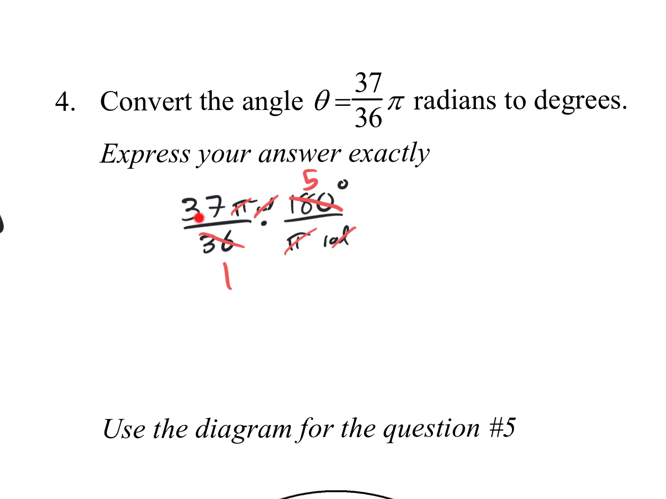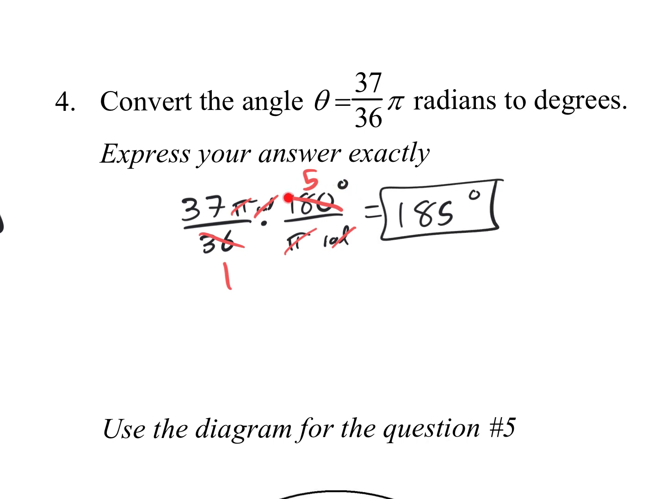What am I left with? I'm left with 37 times 5. What is 37 times 5? I'm going to go to my calculator because I don't know it off the top of my head. We get 185. So when I multiply 37 by 5, because that's all that I have left, I get 185 degrees.